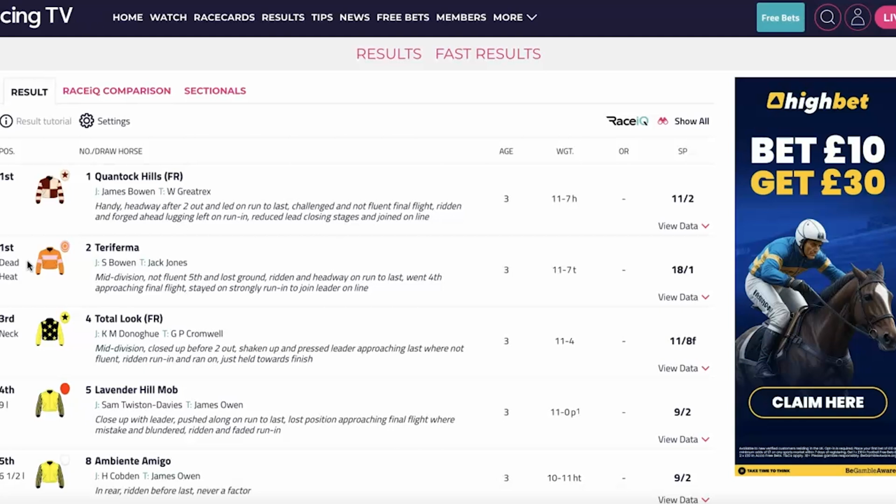So yep, that was a little look into what a dead heat looks like, how you'd go about seeing that on a race card, and also how you'd go about making the calculation in order to work out what your returns would be if a dead heat was applied to your bet.